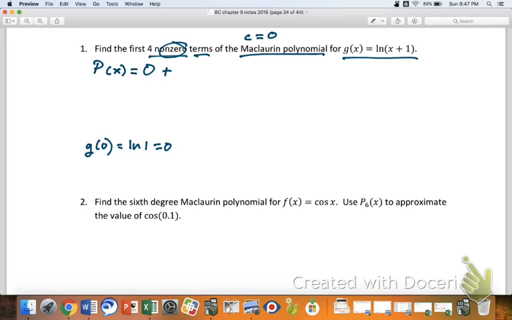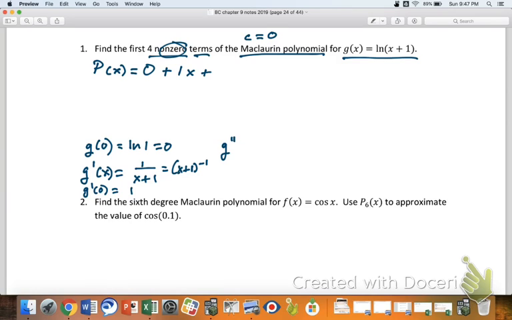Now I've got to find my next term, which will probably end up being my first term. To do this, I need to find g prime of 0. g prime of x is 1 over x plus 1. Therefore, g prime of 0 is equal to 1. That's good, that's non-zero. So it's going to be 0 plus 1x, technically over 1 factorial, but I don't think I'm going to write that. Plus, moving on here, of course, this is x plus 1 to the negative 1, and I think that'll help us as we get to our next derivatives.